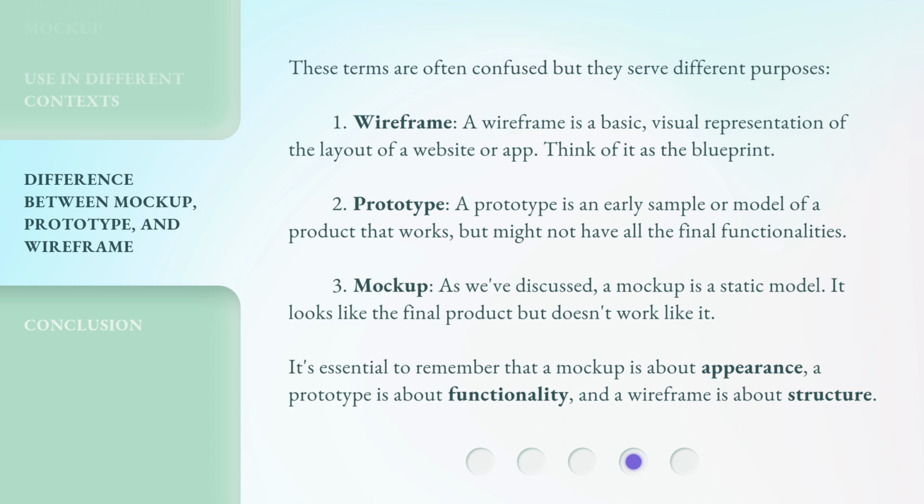3. Mockup. As we've discussed, a mockup is a static model. It looks like the final product but doesn't work like it. It's essential to remember that a mockup is about appearance, a prototype is about functionality, and a wireframe is about structure.